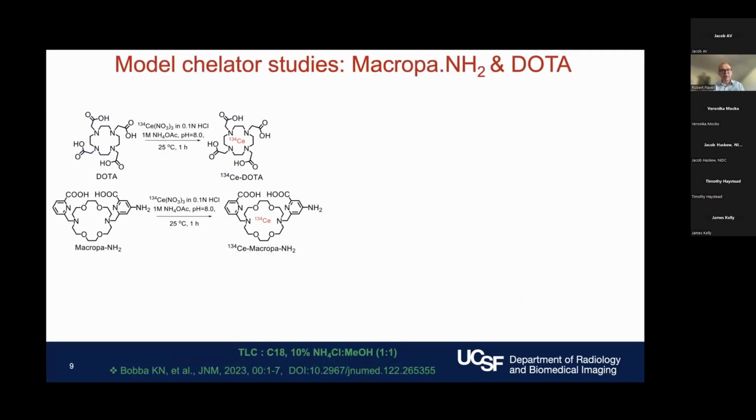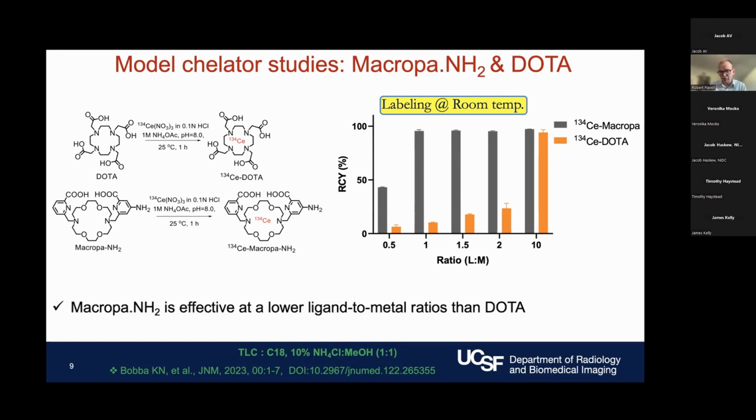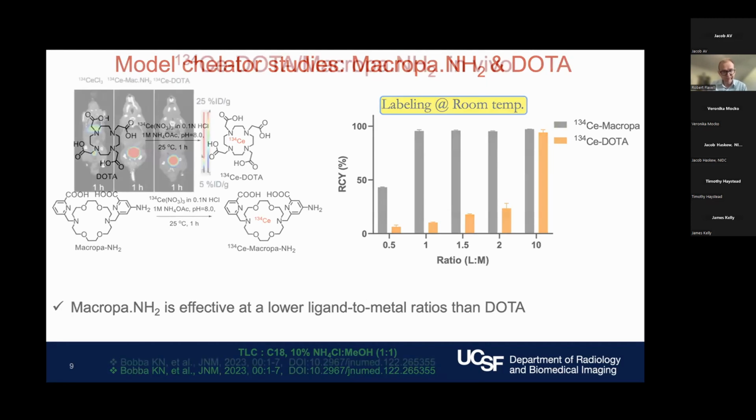So Dr. Baba initially started off with some model chelator studies using just DOTA and the Macropa free amine version, and did model radiolabeling studies at 25 degrees, pH 8.0, and monitored the reaction kinetics after 1 hour. What he found was that there was relatively efficient radiolabeling with cerium-134 and Macropa, even at low ligand to metal ratios, in fact, at 1:1 ligand to metal ratio, whereas the cerium-134 DOTA combination did require a little bit higher ligand present in order to drive the reaction to completion.